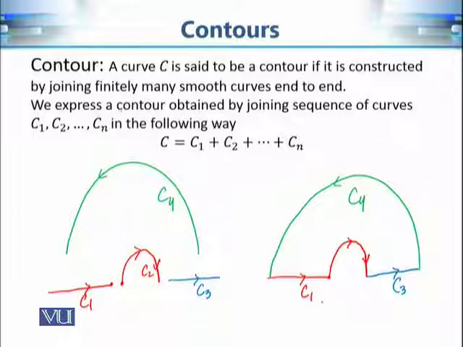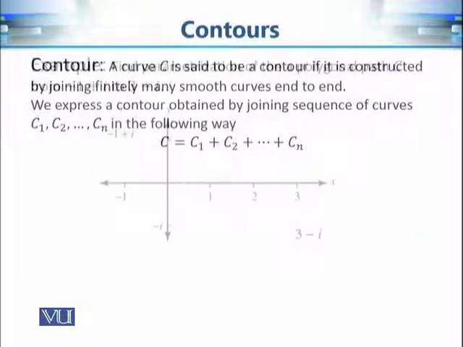We can represent this contour in the following way. We can say that this is C, which is equal to C1 plus C2 plus C3 plus C4. That's how we construct a contour which is composed of smooth curves. All of these C1, C2, C3, C4 should be smooth curves, so their derivative should be continuous and their derivative should be non-zero.